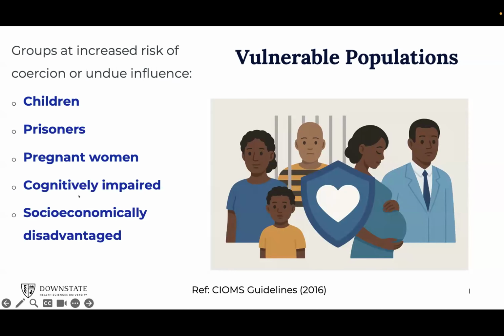And those vulnerable populations include children, people who are incarcerated, prisoners, pregnant women, individuals who are cognitively impaired, which could include intellectual disabilities, as well as older adults who might have mild forms of cognitive impairment, and of course, socioeconomically disadvantaged communities.